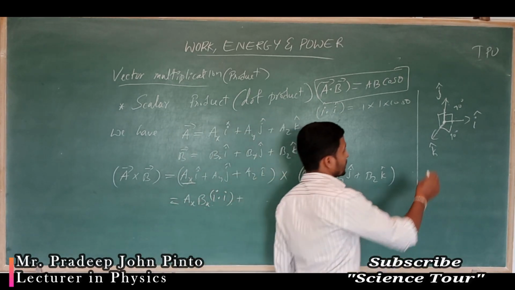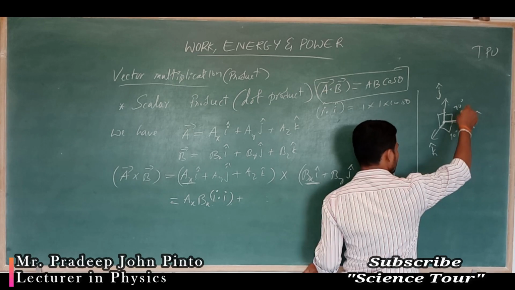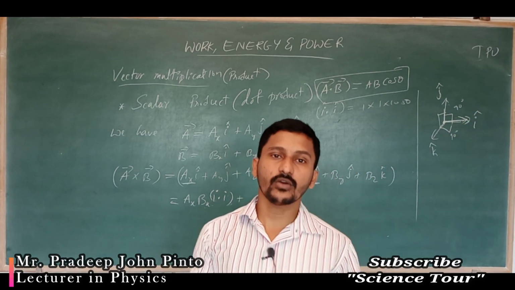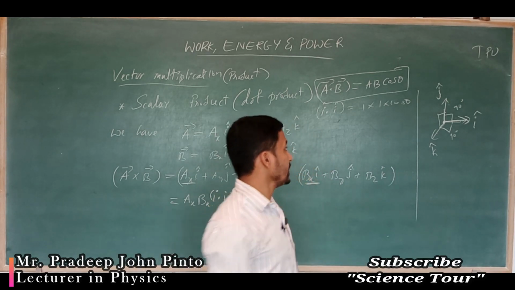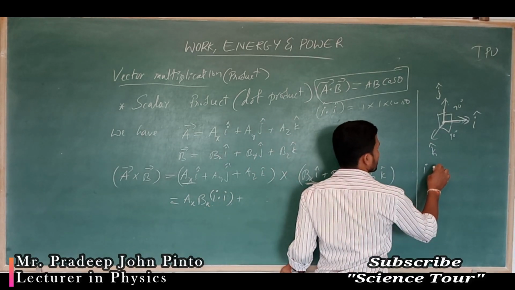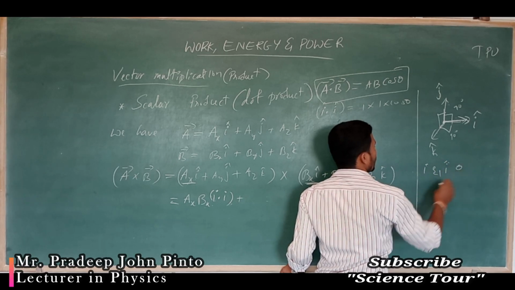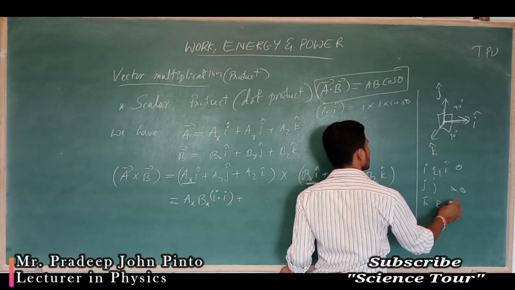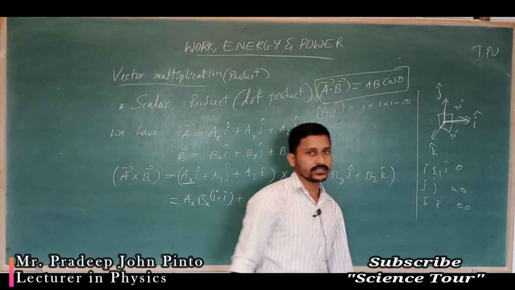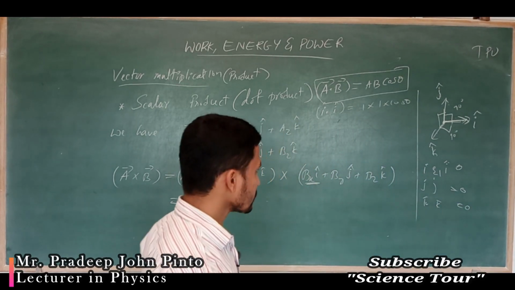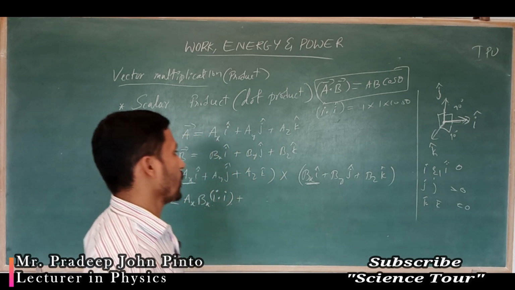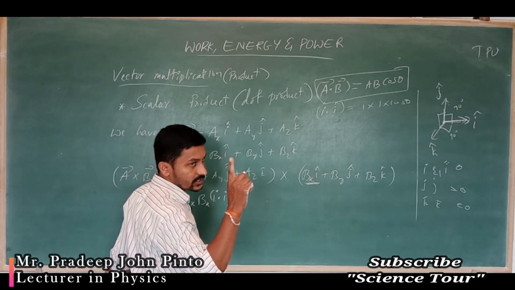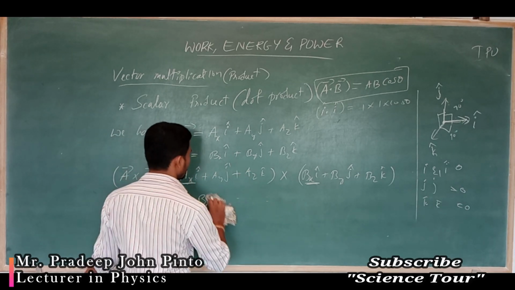What is the angle between I and I? I is in this direction, another I is also in the same direction. So that becomes 0. The angle between I and J is 90 degrees, but the angle between I and I is 0. So what is the angle between I dot I? Cos 0. Cos 0 means 1. So nothing to write down. This becomes 1.